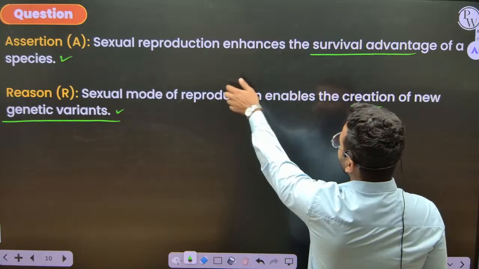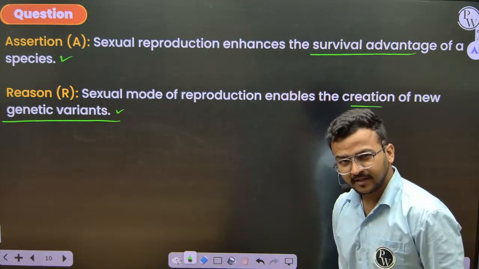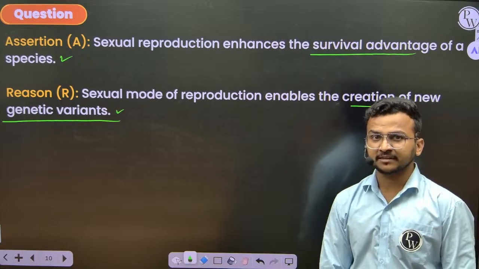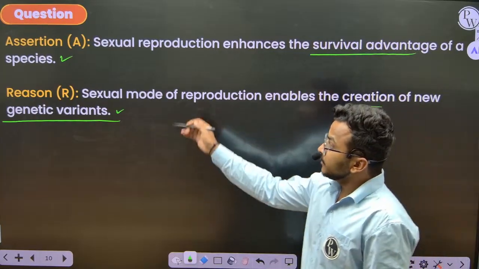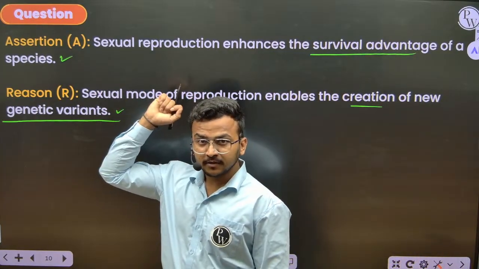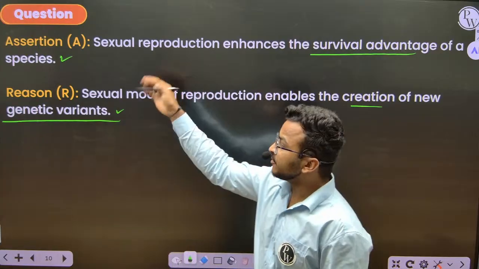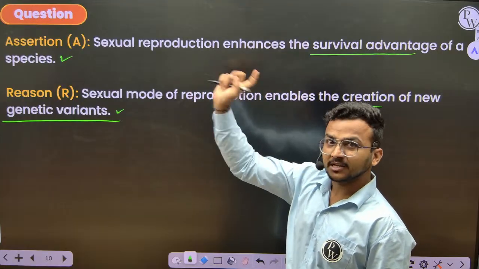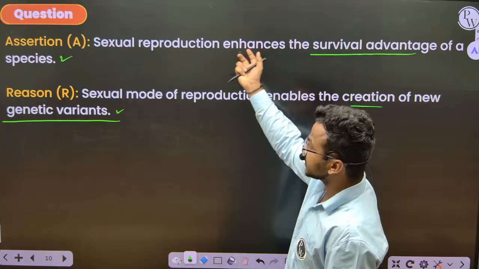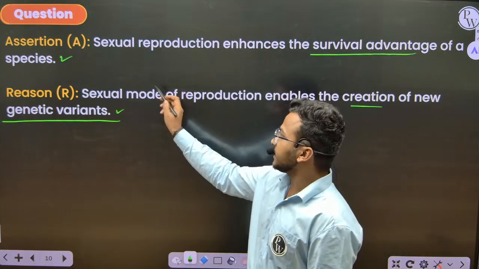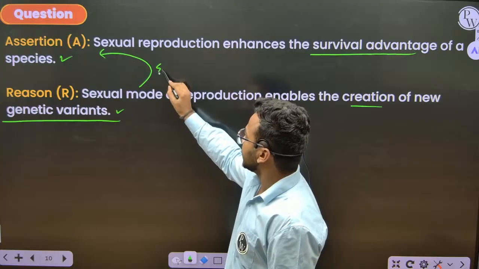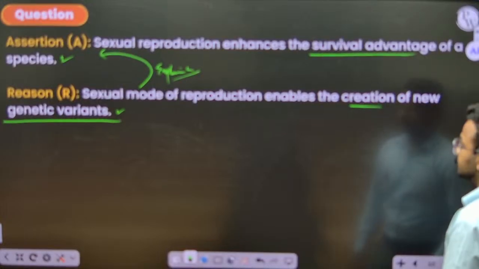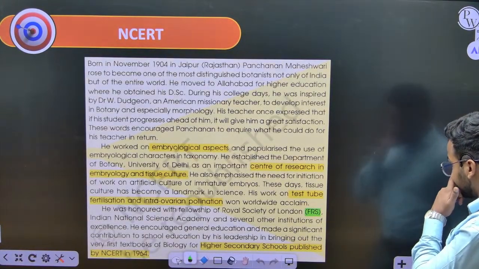So here, sexual reproduction enhances the survival advantage of a species. That is correct. Sexual mode of reproduction enables the creation of new genetic variation. That is also correct. Whether it explains A or not: before reading this statement, we read this one, so we already got the question of why there are high chances of survivability. So we can say this explains A. The next question, this we have already discussed.